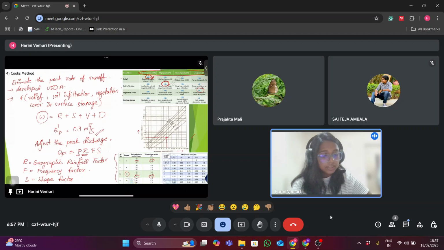And similarly, based on the length and width ratio of the catchment and watershed area, we have different shape factors. Suppose the length by width ratio of the catchment is 3 and the watershed area is 80 hectares, then the shape factor will be 0.78, and the geographical rainfall factor is generally given. Okay, so based on these tables, we will get different factors based on the watershed characteristics, and using these factors, we will estimate the peak rate of runoff using Cook's method.